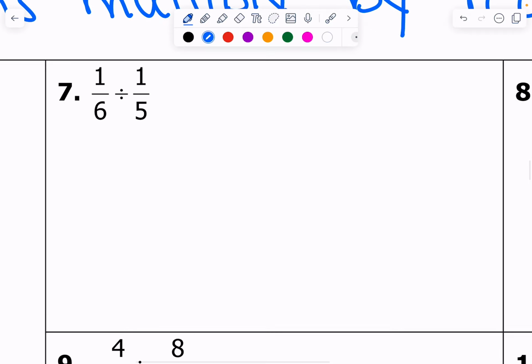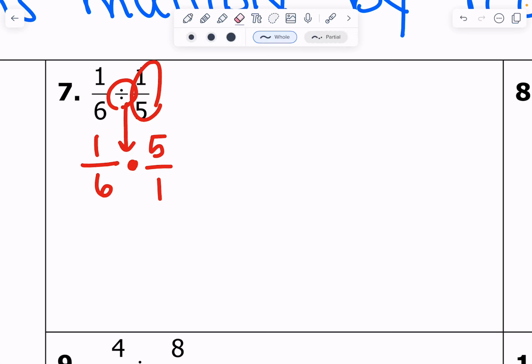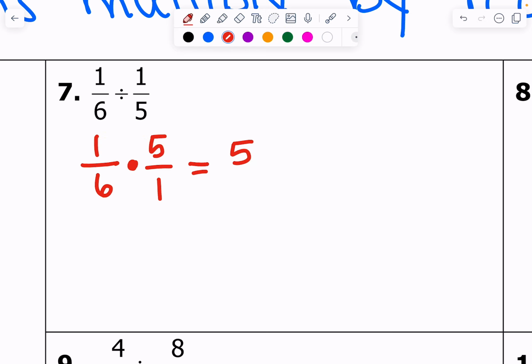We have 1/6 times the reciprocal of 1 over 5, which is upside down, 5 over 1. So we're changing to multiplication and we flip that upside down. Okay, so now when we multiply, 1 times 5 is 5, and 6 times 1 is 6. That one was pretty nice.